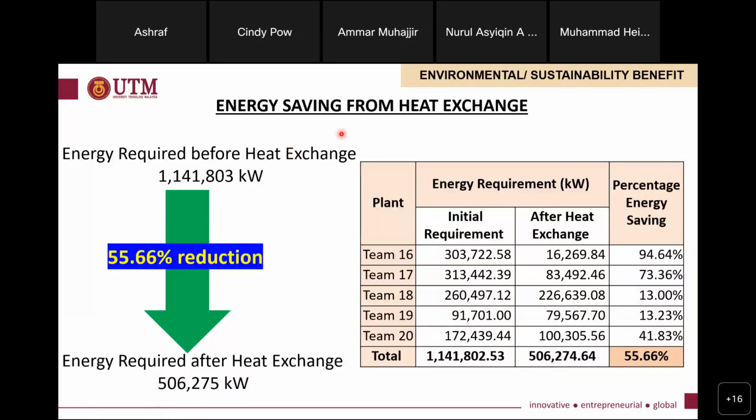So the first one is the energy saving from heat exchange. After each of our plants does the heat integration and installs heat exchangers, we get a 55.66% reduction in energy, from 1,141,803 kilowatt to 506,275 kilowatt. Next slide.